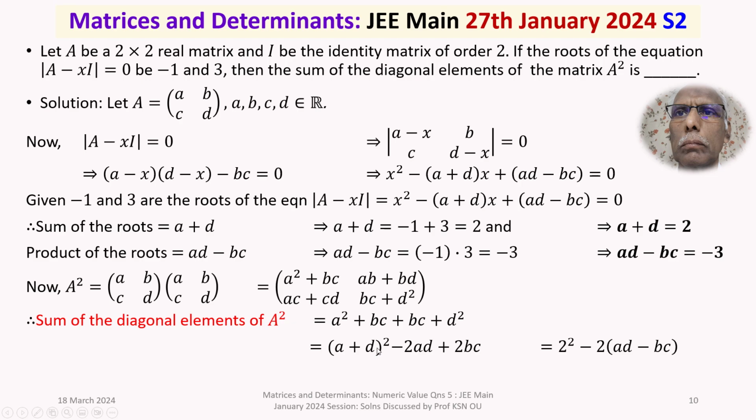Now this is A plus D whole square, A plus D is 2, so we write 2 square. This is minus 2 into AD minus BC, and this is 4 minus 2 into AD minus BC, which is given to be minus 3. So 4 minus 2 into minus 3, that will be 10. So the sum of the diagonal elements of A square is 10. So the answer to this question is 10, and that is the detailed discussion of the solution of the given problem. And I am sure that you have understood the solution of this problem.